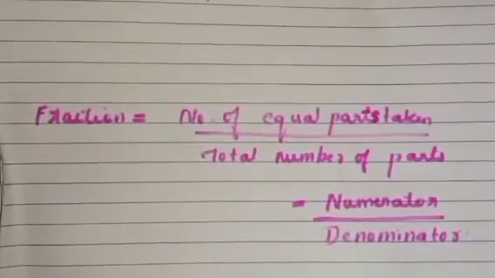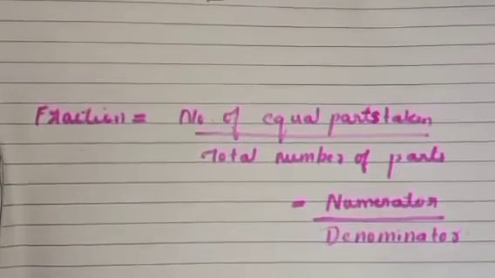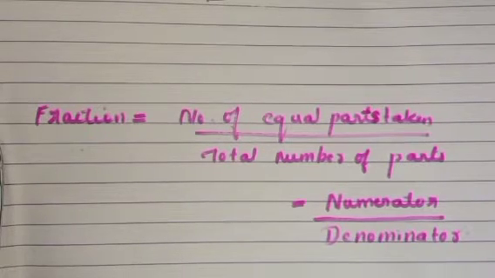A fraction is equal to the number of equal parts taken over the total number of parts. And it has one numerator and one denominator. So I will show some examples.